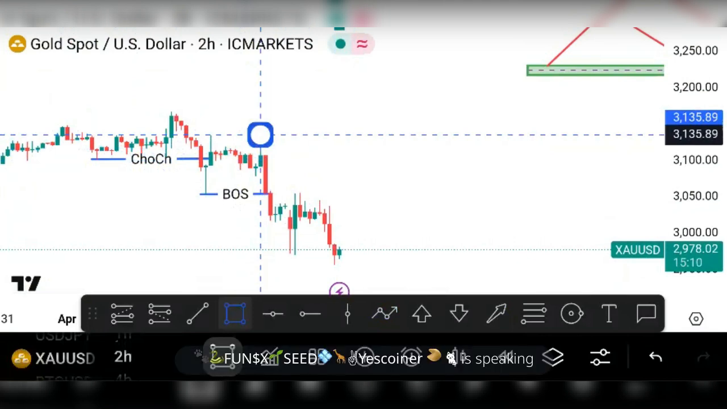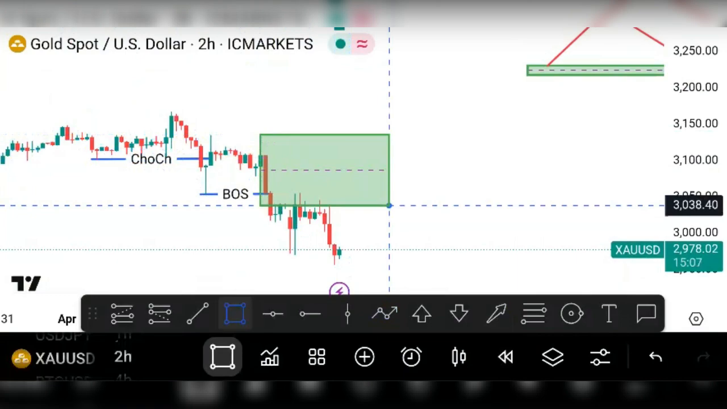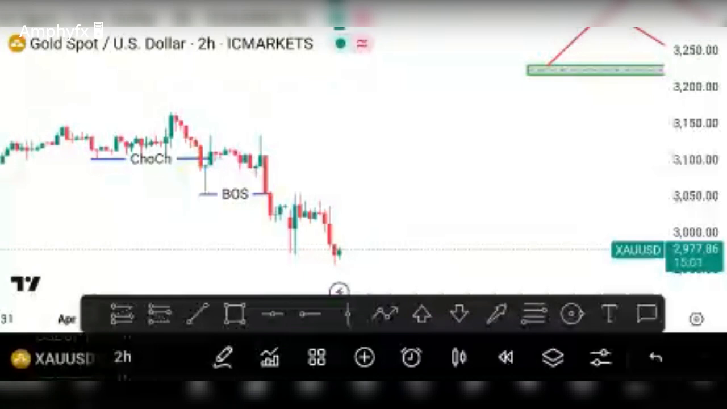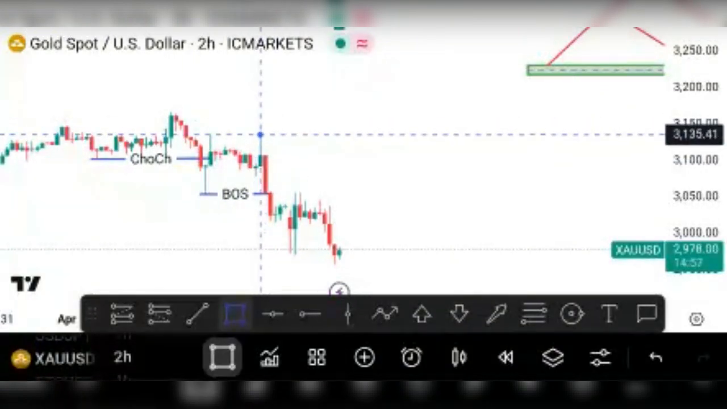Then demand zone is where people buy from. It is always below. It's always at the bottom. That's where people buy from. That's what we call what? A demand zone. A supply zone is where people sell from, and it's always above.